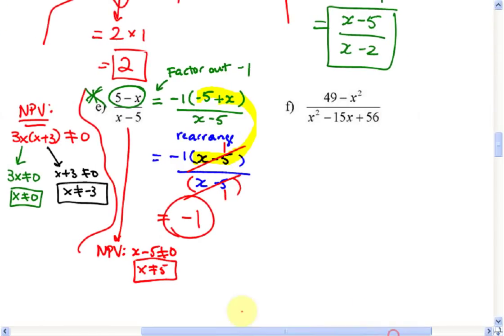And I've got just enough time to do F. Help me out. What is the top? That's 7 minus x, 7 plus x. Sure, that's good. X minus 8. Right, difference of squares in the top, right? 49, the difference of squares.